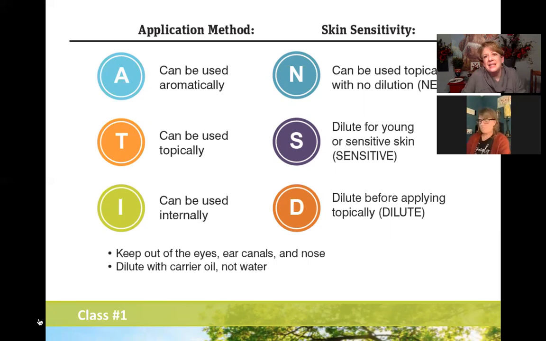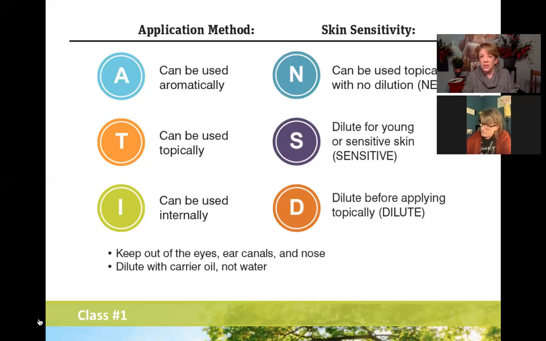When it comes to skin sensitivity, there's also indicators on a lot of our materials. N means that the oil can be used neat, and that means that it can be used topically with no dilution. So in other words, it's a gentle enough oil that you can use on your skin and it's not going to cause a burning sensation or hurt in any way. S means absolutely make sure to dilute it for younger sensitive skin, stands for sensitive.